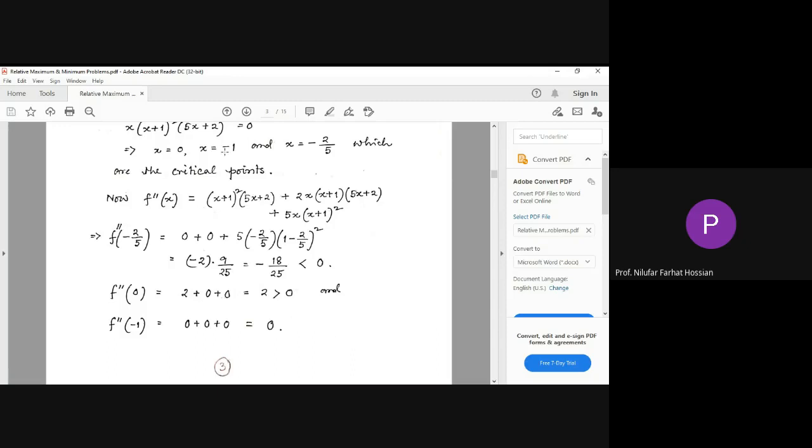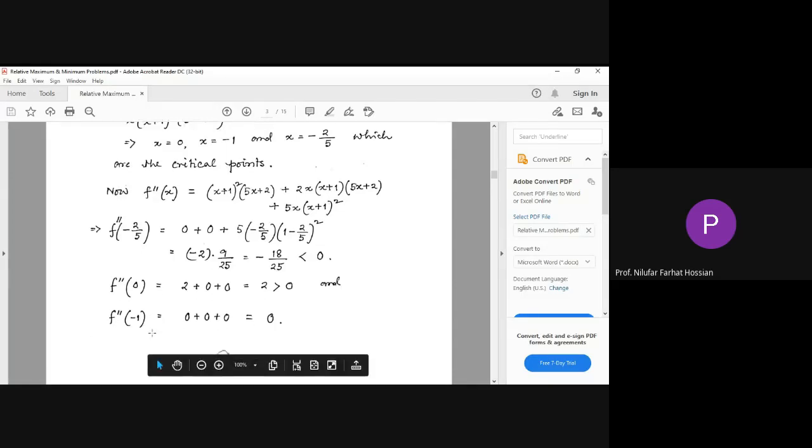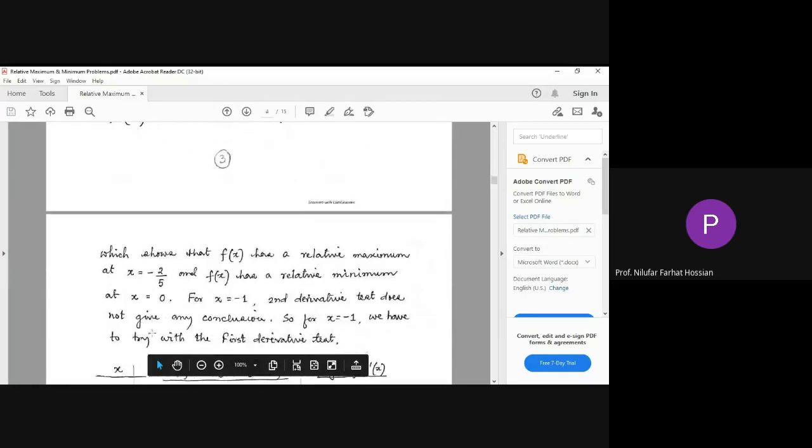Now what about this point x equal to minus 1? If you put x equal to minus 1, all the terms become 0 and it is 0. So the second derivative test fails because when the second order derivative at a critical point becomes 0, you cannot make any conclusion. So for this particular point x equal to minus 1, you have to try with the first derivative test.